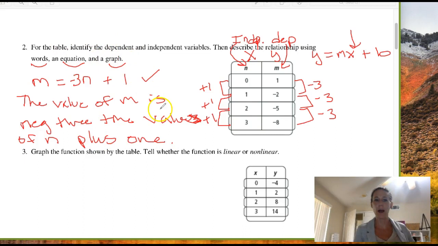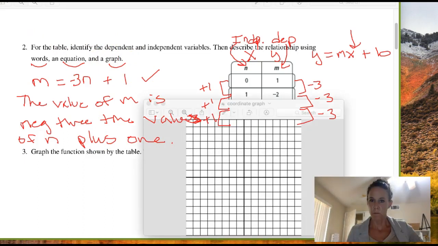And then a graph, well, let's pull up a graph here. Okay, here's a little graph. If I were to plot all these points, I would plot 0, 1, so over 0, up 1. I would plot over 1, down 2. And then the other points were over 2, down 5, 1, 2, 3, 4, 5. And then over 3, down 8, 1, 2, 3, 4, 5, 6, 7, all the way down here.